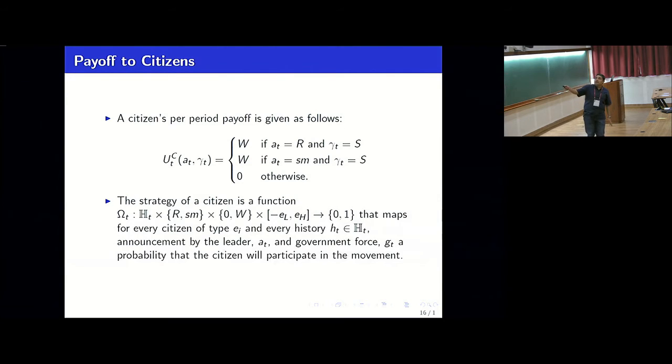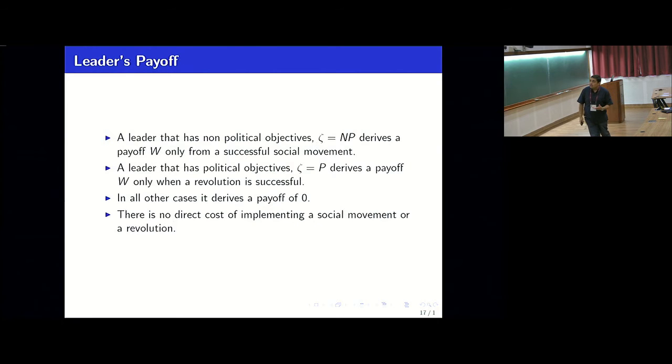Now you can ask why it is W for both. Again, that's not necessary, just to reduce the number of parameters in the model. We can make it different as well, so a successful revolution or a successful social movement can give different payoffs. That's not necessary either for the results. So any successful movement gives them a positive payoff, and any unsuccessful movement doesn't give them any payoff. That's all.